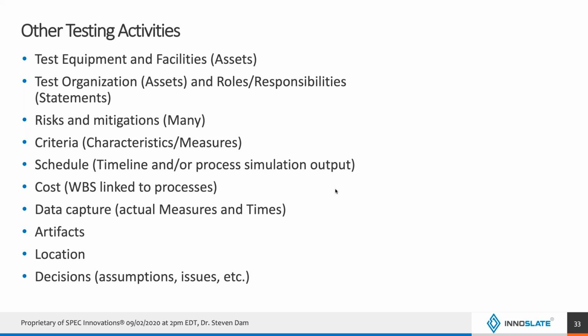Otherwise, you might have metrics which have ranges. It can show the threshold and objective values. Again, if there's variability, that's what you use the measure class for. Schedule, of course, that's your timeline, and also part of this, with discrete event simulations and Monte Carlo simulators, we have the ability to output a Gantt chart. So you can do that as well. Cost, again, that's a separate element. We have a work breakdown structure you can link to these processes as well. Use that as part of cost analysis.